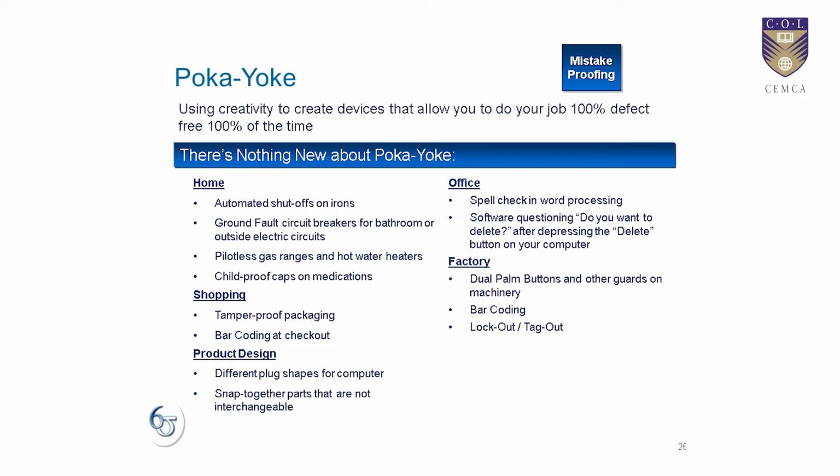That's what we talk about when we say mistake proofing here. So if you look at my slide here, we'll talk about some more examples of mistake proofing. In mistake proofing, we use creativity to create devices that allow us to do our job 100% defect free, 100% of the time. So for example, at home, automated shut off irons, child proof caps on medications.